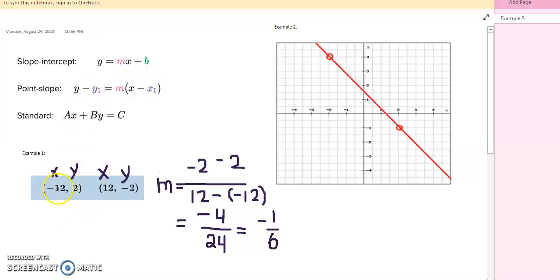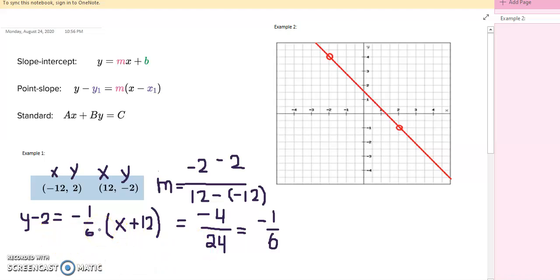So y minus y1, so that's going to be y minus 2 is equal to -1/6 times x minus x1, but since it's negative, a minus, right, it becomes a plus. And every student has been really good about making sure they remember to switch the signs. So great job. Okay, so this is the equation in point-slope form.